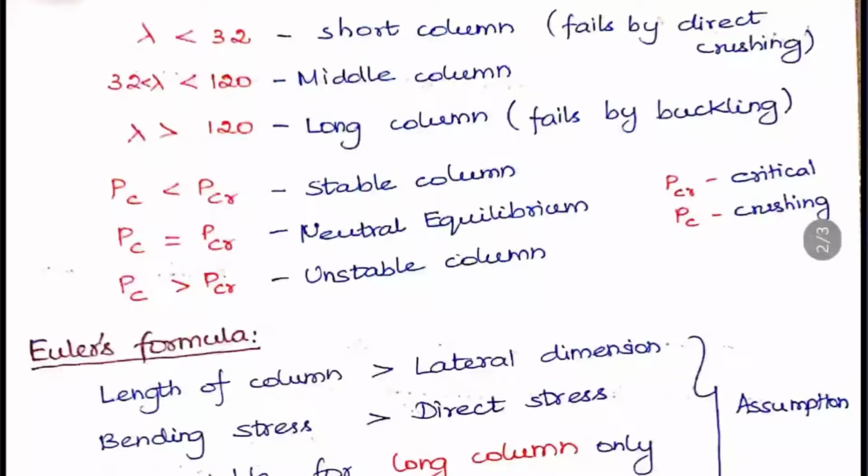And then Pc and Pcr values are given. Pc is the crushing load and Pcr is the critical load. Critical will be at the point where the failure happens. When Pc is less than Pcr it is safe, so it is a stable column. When they are equal, the column is said to be in neutral equilibrium. When Pc is greater than Pcr it is unsafe, so it is an unstable column.